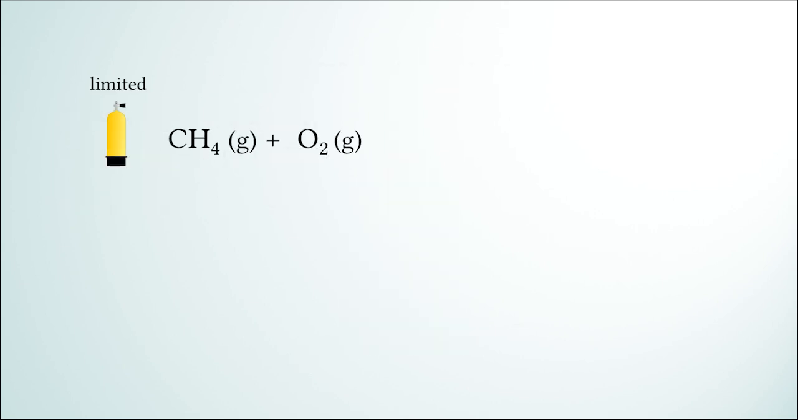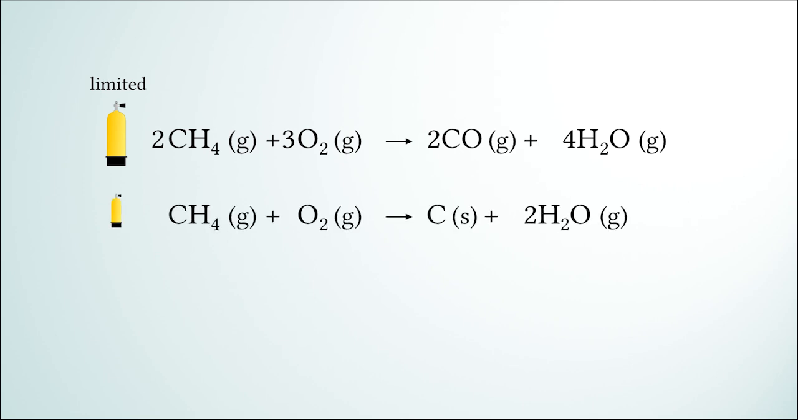So if we take methane or natural gas and burn it under limited oxygen, it can result in a carbon monoxide product equation like this, where methane and oxygen produce carbon monoxide and water. Or it will result in a carbon product equation like this, where methane and oxygen produce carbon and water.